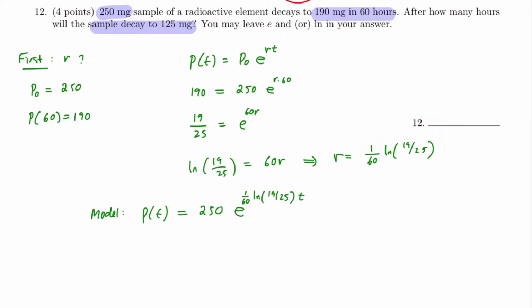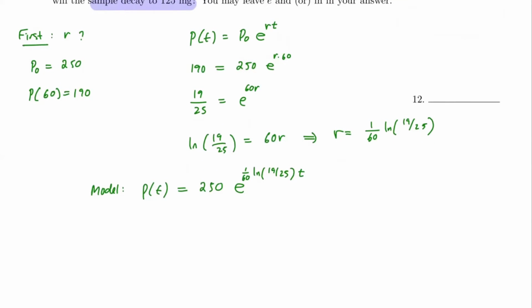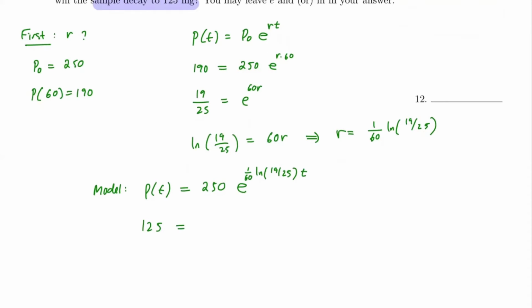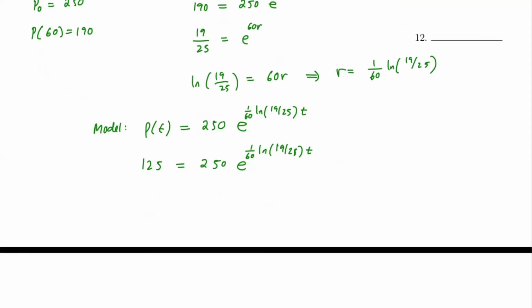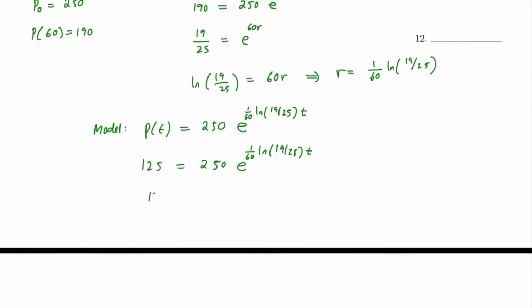Now let's answer the question. After how many hours, meaning t, will the sample decay to 125? So I'm going to set this model equal to 125 and solve for t. So 125 is equal to 250 e to the power of (1/60) ln(19/25) times t. So we're solving for t. Go ahead and divide both sides by the initial amount. So you'll have 125 over 250, which is equivalent to 1/2. This is equal to e to the power of (1/60) ln(19/25) times t.